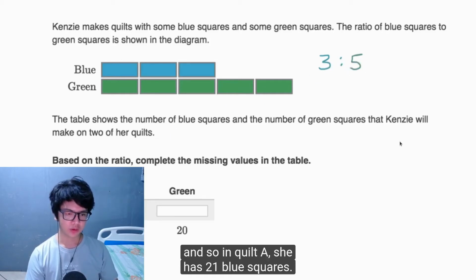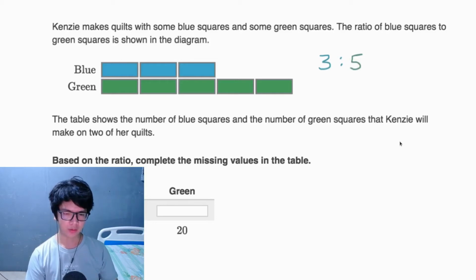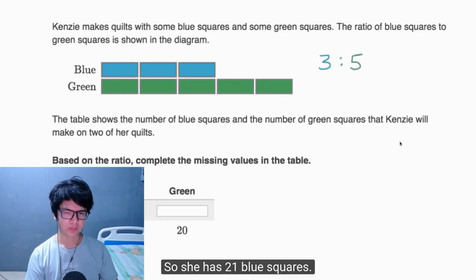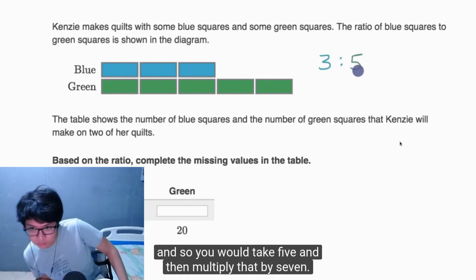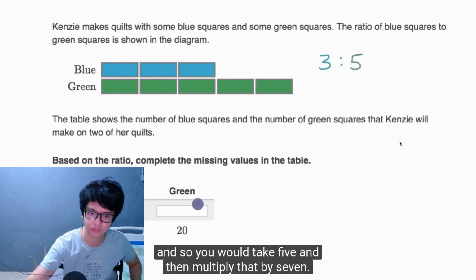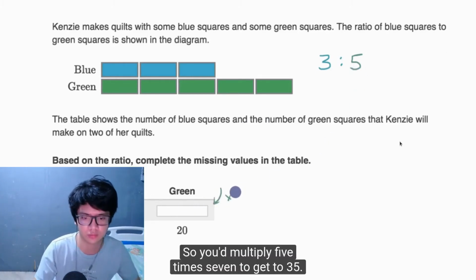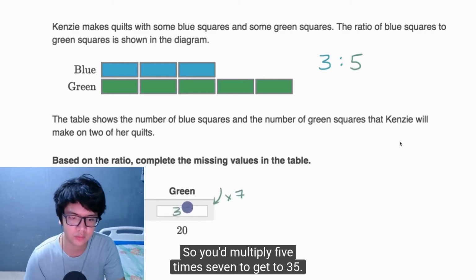And so in quilt A, she has 21 blue squares. How many green squares would she have? Well, to go from 3 to 21, you have to multiply by 7. And so you would take 5 and multiply that by 7 to get to 35.